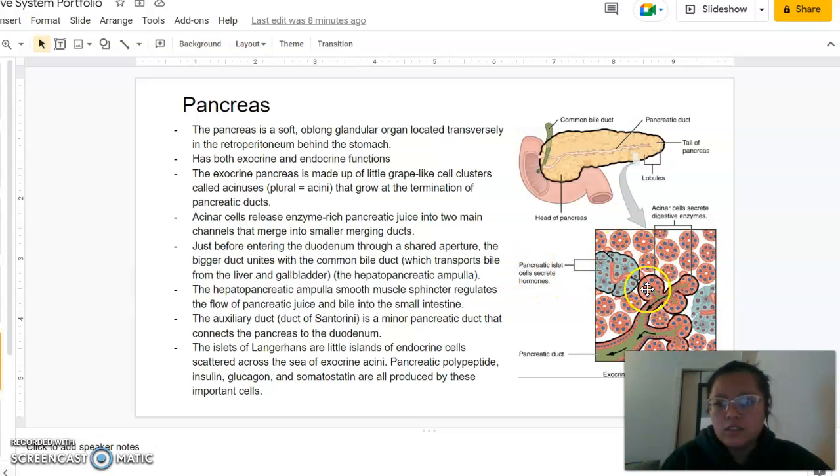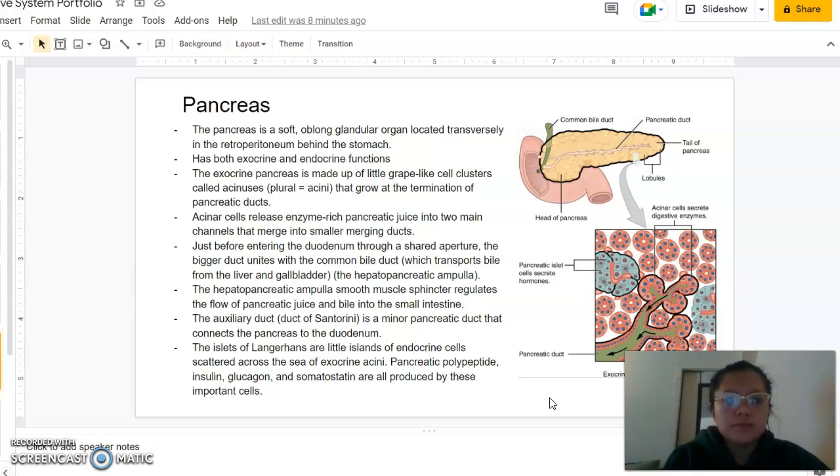And as you can see, they're located near the terminal ends of the pancreatic ducts. These acinar cells secrete enzyme-rich pancreatic juice into tiny emerging ducts that form two dominant ducts. The larger duct fuses with the common bile duct, which carries bile from the liver and gallbladder, just before entering the duodenum via a common opening called the hepatopancreatic ampulla.